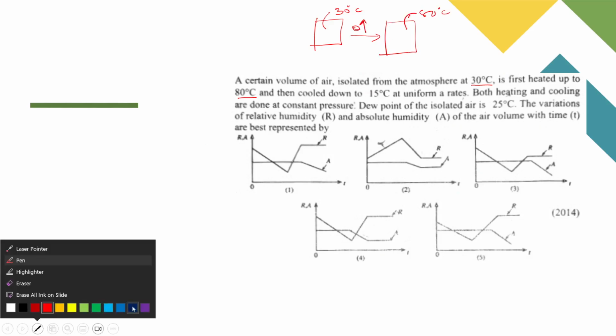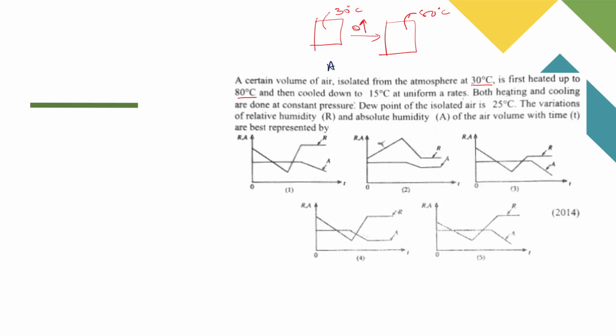What will happen to AH? Will AH change? AH is equal, because as I mentioned earlier, AH is the current occupation, right? When we increase temperature, what happens? The free available space is going to increase. So RH will decrease.